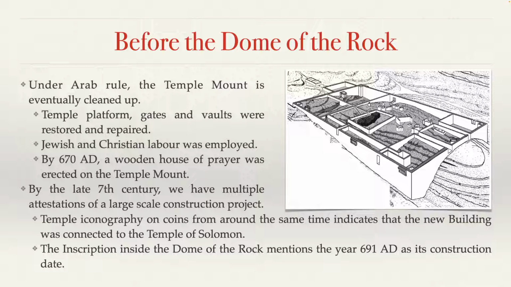At some point, a makeshift assembly building was erected on the Temple Mount. Around 670 AD, the Christian pilgrim Arculfus describes it as an oblong house of prayer, which the Saracens pieced together with upright planks and large beams over some ruined remains. By the late 7th century, we have multiple attestations of a large-scale construction project on the Temple Mount. Temple iconography on coins from around the same time indicates that the new building was connected to the Temple of Solomon. The inscription inside the Dome of the Rock mentions the year 691 AD as its construction date. Scholars argue whether 691 was the date the dome was completed or the date construction started, though.